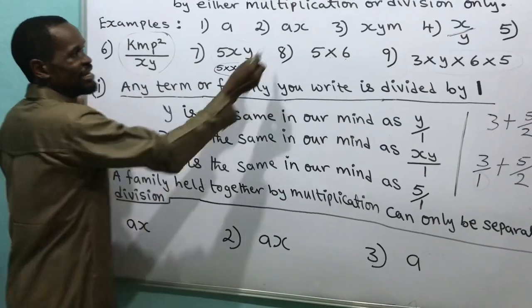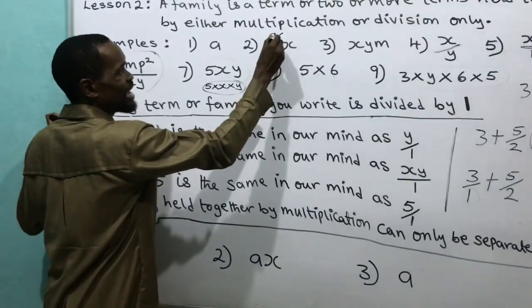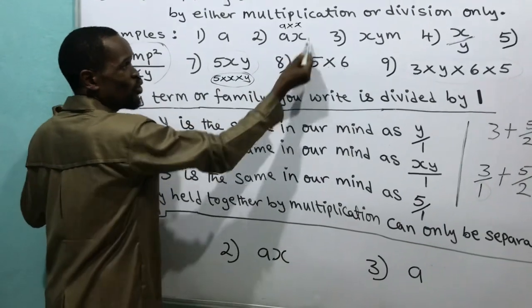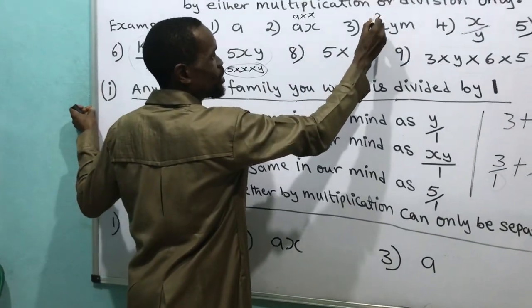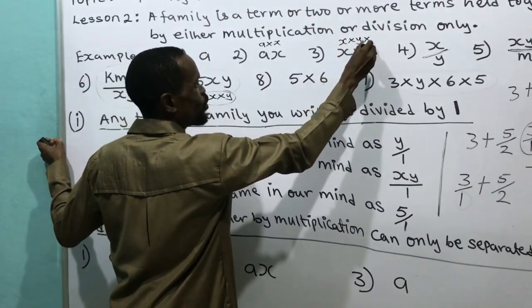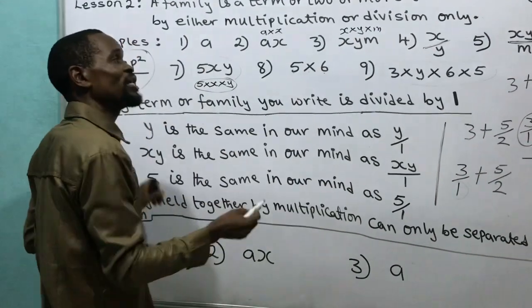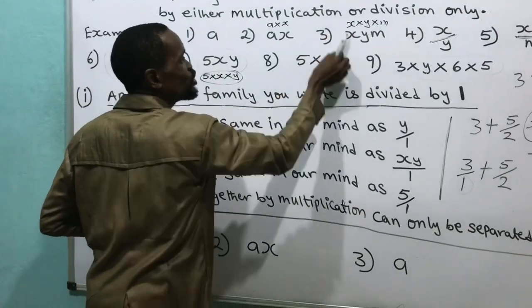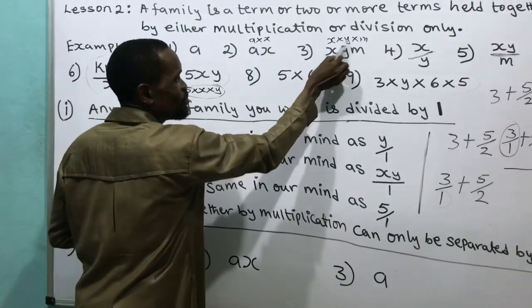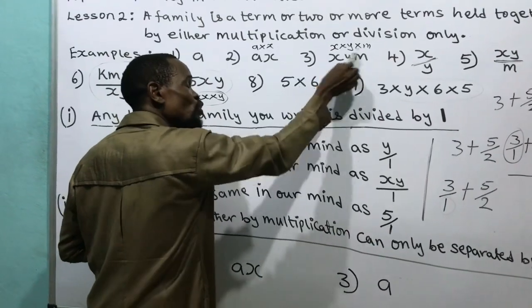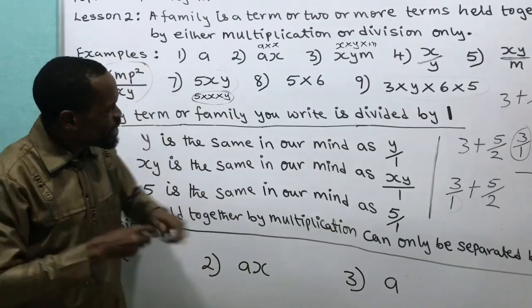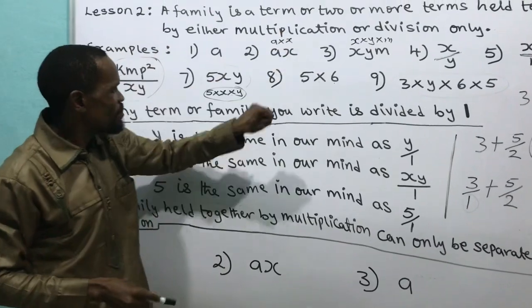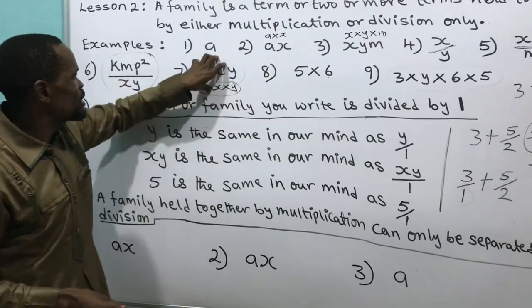Do you get what I'm saying? This ax is the same thing as a times x. Multiplication holds them. This one now is the same thing as x times y times m. This is multiplication. This thing is the same thing as this. Multiplication holds this, even though you didn't see multiplication between them, but multiplication holds them. That's why we call them one family. And this is one family. And this is one family.